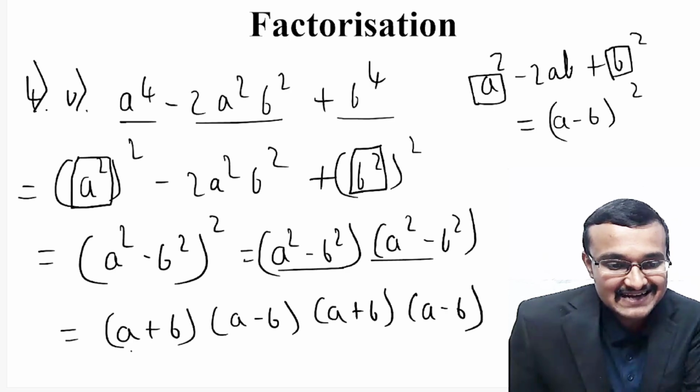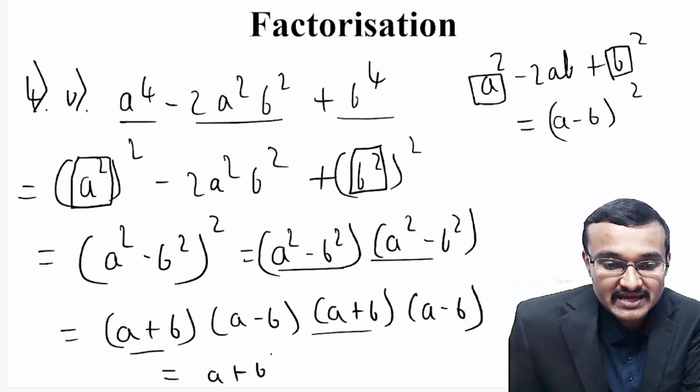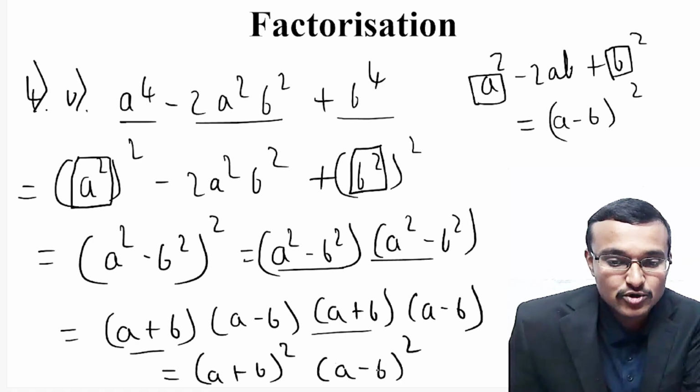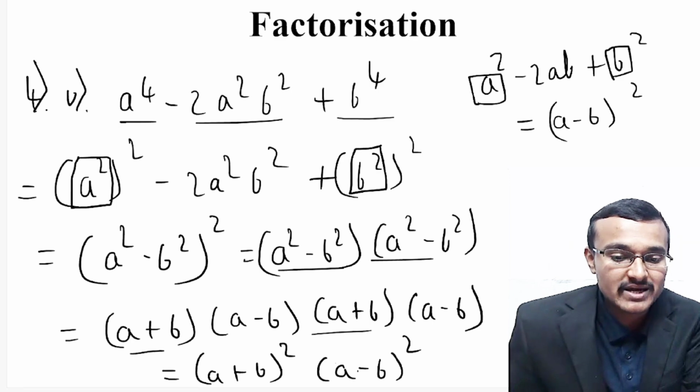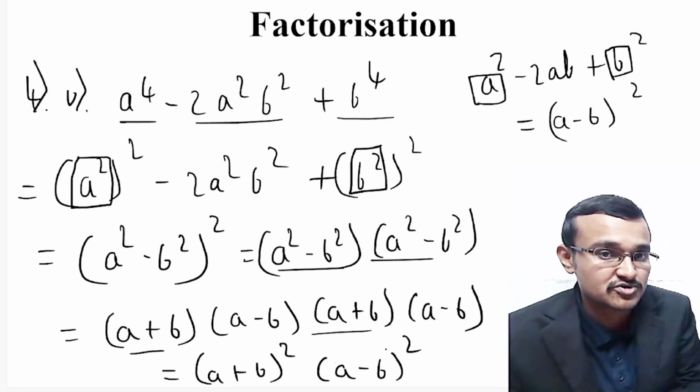Here you can write this as a plus b into a plus b, which can be written as a plus b whole square. A minus b into a minus b can be written in the form of a minus b whole square. So a plus b whole square into a minus b whole square acts as the factors for this particular fourth question.